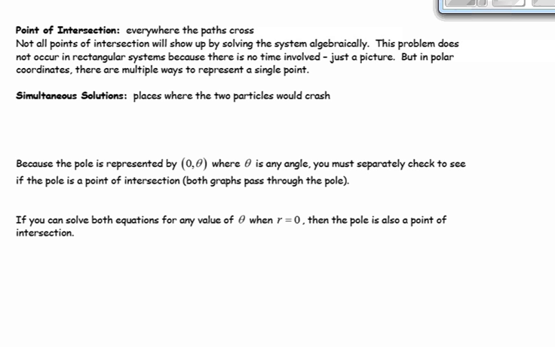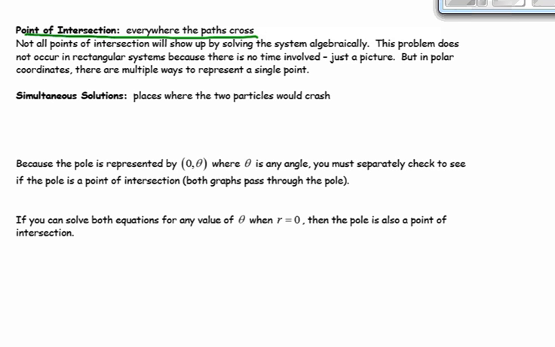Okay, so just to reiterate, your points of intersection are everywhere the paths cross. So for that example, we actually had 3 points of intersection. As we already talked about, not all points of intersection will show up by solving algebraically. This problem does not occur in rectangular systems because there's no time involved, no theta involved, just the picture. But in polar coordinates, there are multiple ways to represent a single point.